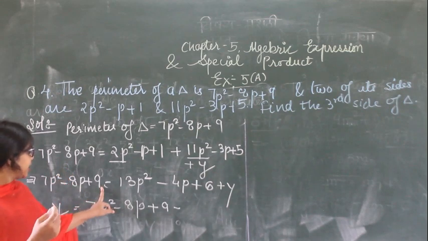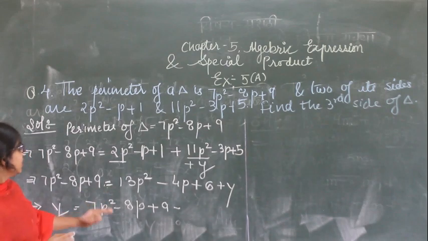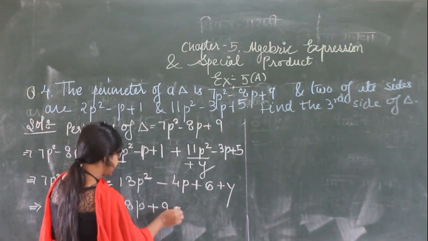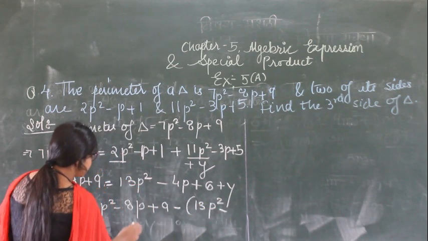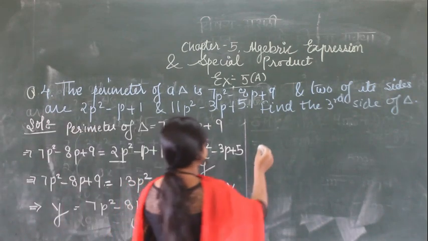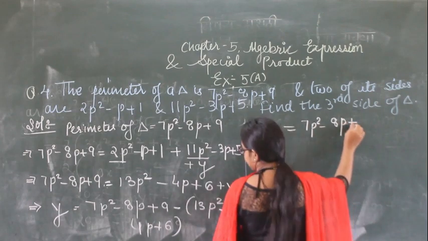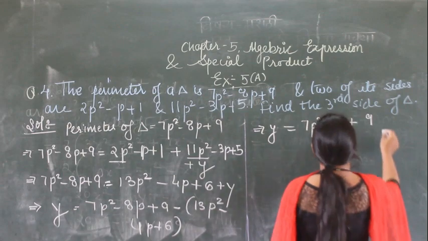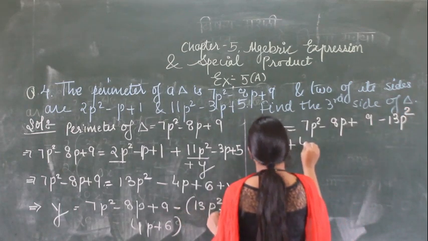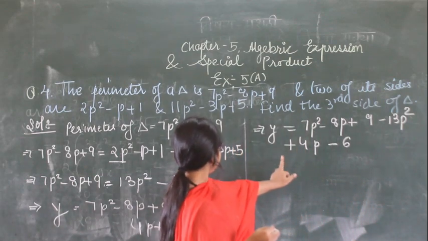7p square minus 8p plus 9. After transposing, this is equal to, okay. If I am taking the value of y, then the other portion will be subtraction. So this will be minus 13p square minus 4p plus 6.5 will be equal to this much. On transposing, I will get this. So y will be equal to 7p square minus 8p plus 9, from here minus 13p square, again minus minus plus 4p, again minus plus minus 6. Okay, minus 13p square plus 4p minus 6.